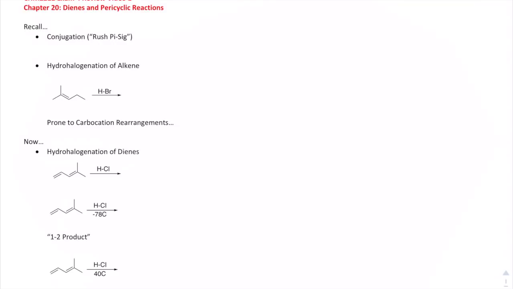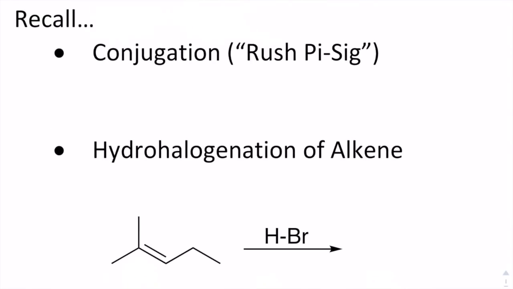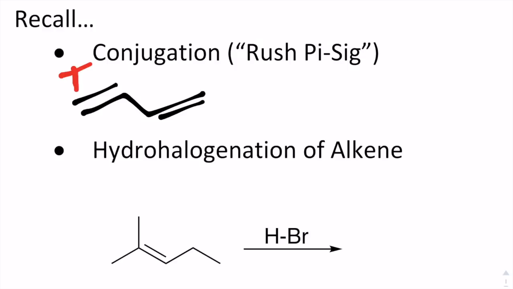So we're going to just start with a couple of recall concepts. The first thing I want to talk about is this notion of conjugation. And I use this term like "rush pi sig." It's like rushing a fraternity. So if I were to have some sort of linear chain like this, and I were to classify the types of bonds, going from left to right, I would say that this is a pi bond. Oops, it's a pi bond. This is a sigma bond, and that's another pi bond. So the trend of conjugation is pi, sigma, pi, sigma, pi, sigma, or in other words, just "rush pi sig." So that's what I like to say for people to remember conjugated systems.